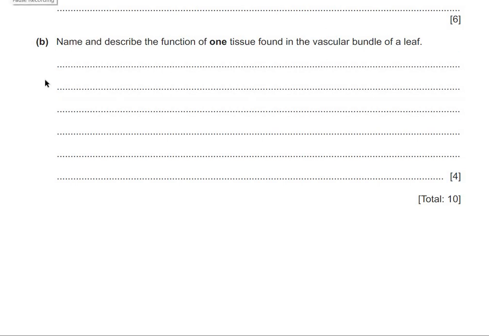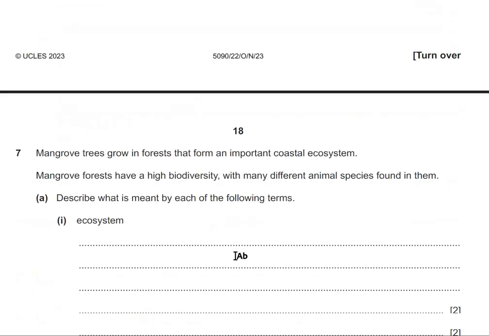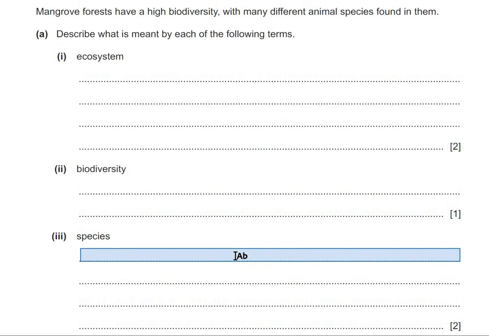Over here, I'm writing about xylem. In the same way, you can also write about phloem: they carry out translocation, the transport of assimilates from the source to sink and sink to source, and the direction of flow is bidirectional. All right. So now question 7.